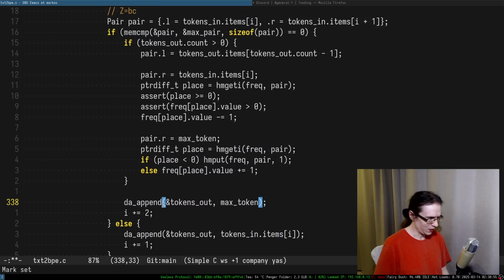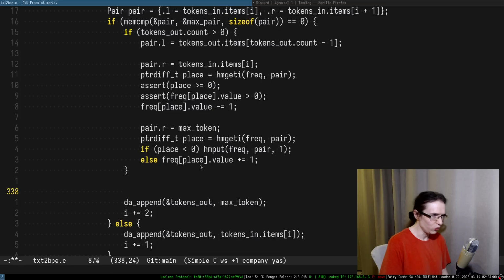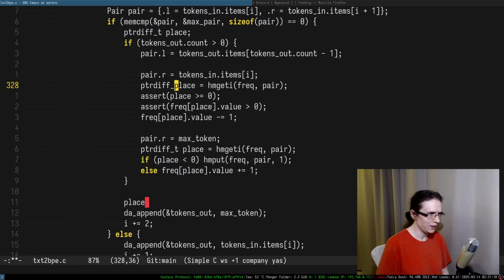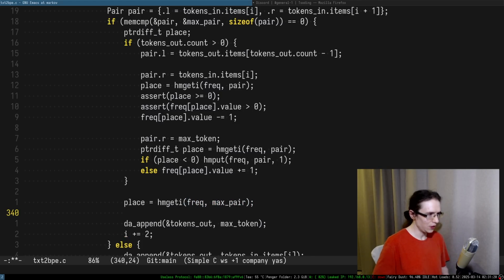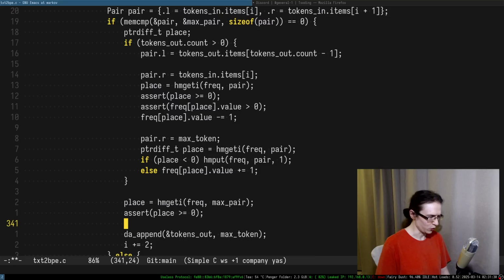Anyways, in here, let's take a look at that. Here we need to look up the maximum pair, right? So we already kind of have this. Let's maybe declare this variable somewhere here and keep reusing it throughout the body of this thing. So I need to hmget the max pair in the frequency table, right? And since it's the most frequent pair, it must exist in the frequency table. So we have to assert place greater than or equal, there we go. And also, since it exists, its frequency actually has to be greater than 0 because we're going to be decrementing it.